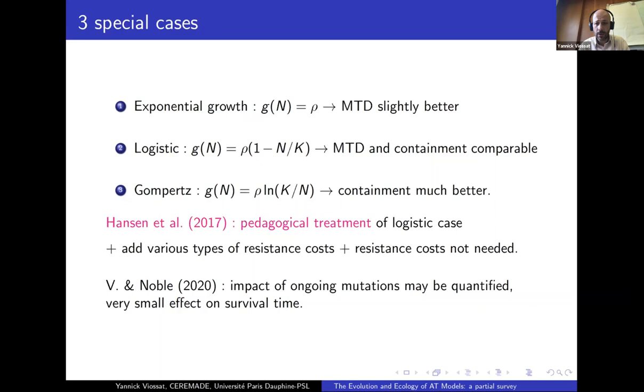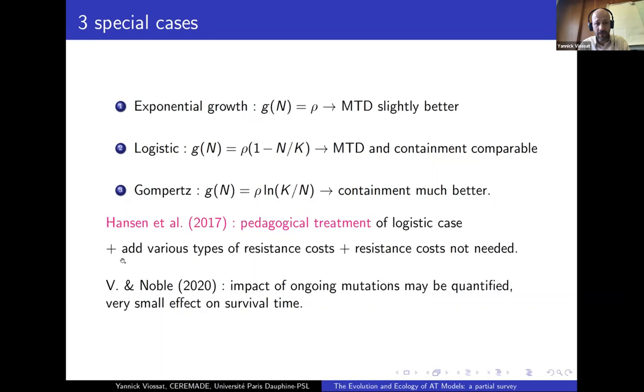And they also state explicitly that resistance costs are not needed for containment to improve on MTD, as evidenced by the paper that I just talked about before.